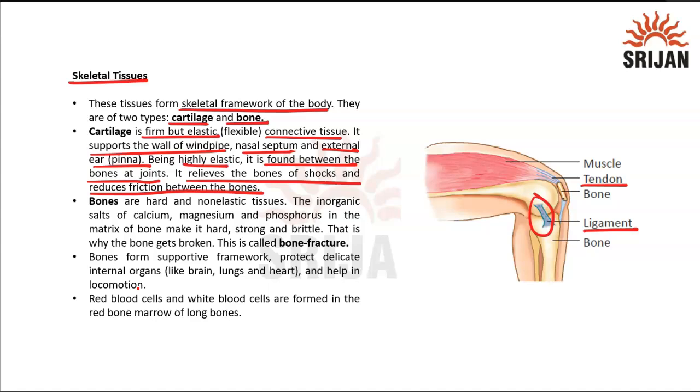When you talk about bone, we have a very simple idea for the bone, which is hard and non-elastic tissue. These contain inorganic salts of calcium, magnesium, and phosphorus.